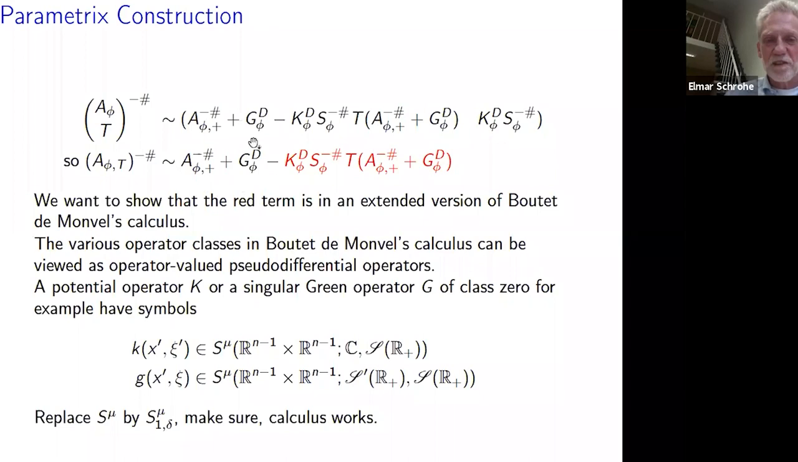So this is just the terms you have from the Dirichlet problem. And then you get additional terms from our condition. That's the one in red. And so this is the one we have to understand. If we understand this term, we see what the parametrix looks like. And we want to show this is an operator in this extended Boutet de Monvel type calculus.